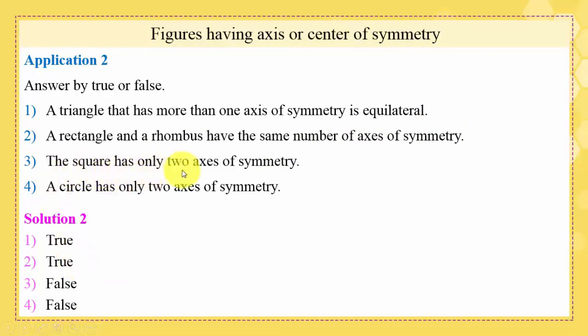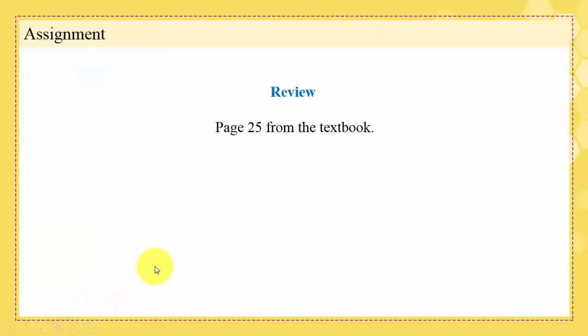The square has only 2 axes of symmetry. False. It has 4 axes of symmetry. A circle has only 2 axes of symmetry. False. It has infinite axes of symmetry. This is your assignment.